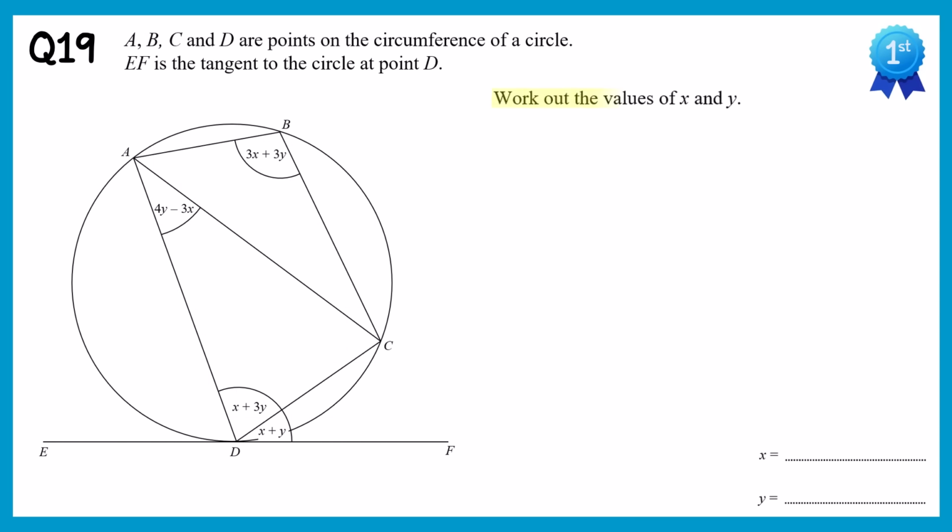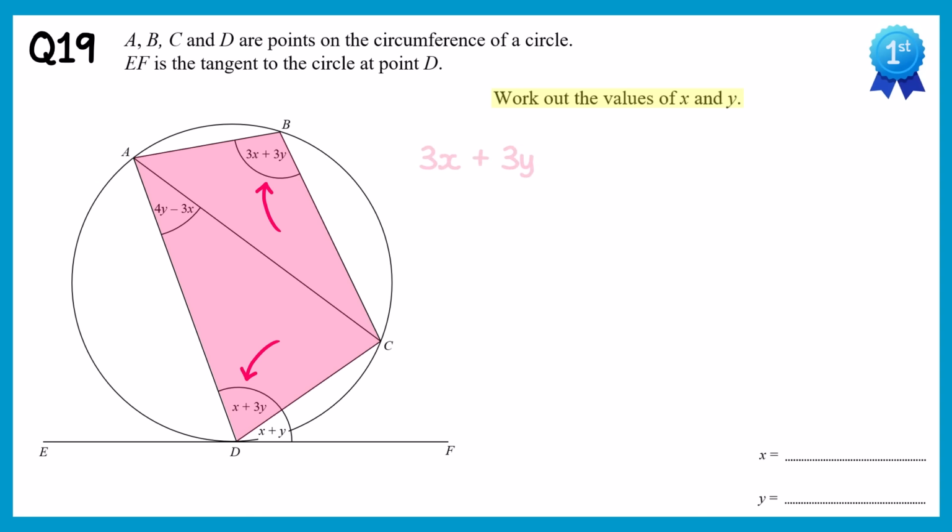In this question, we've been asked to work out the values of x and y. The first thing we're going to notice is this shape here, ABCD, is a cyclic quadrilateral, because it's a quadrilateral where all 4 points are on the circumference of a circle. You should know that the opposite angles in a cyclic quadrilateral add to make 180 degrees. So these two angles here must add to make 180 degrees.